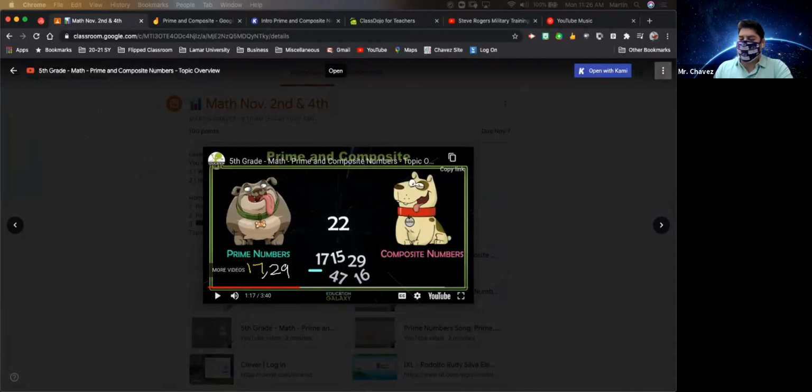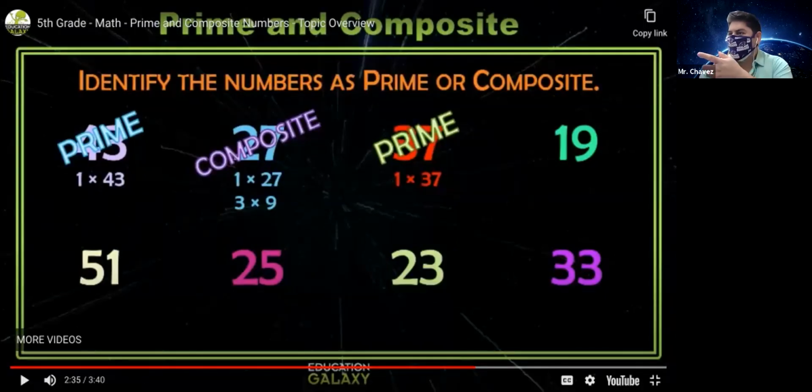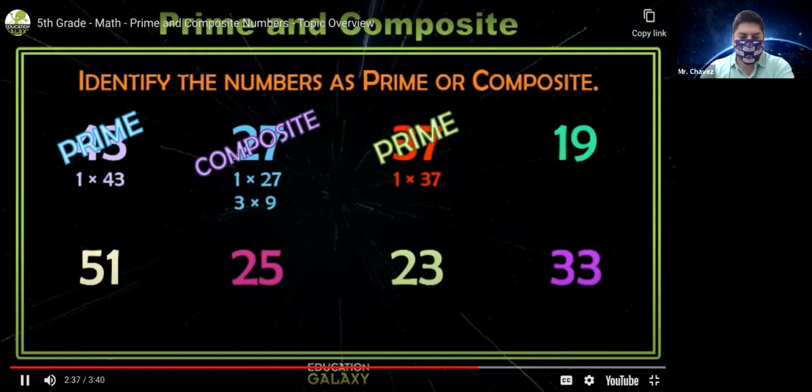All right, so we're going to go ahead and finish up this short little movie really quick. In the video, 1 times 43 is the only way you're going to get it, so that's prime. 1 times 27, but it also has 3 times 9, so it has more than 2 factors, so it's a composite. So they're giving you good examples of prime and composite numbers. What makes them prime and what makes them composite? 1 and 19, of course.